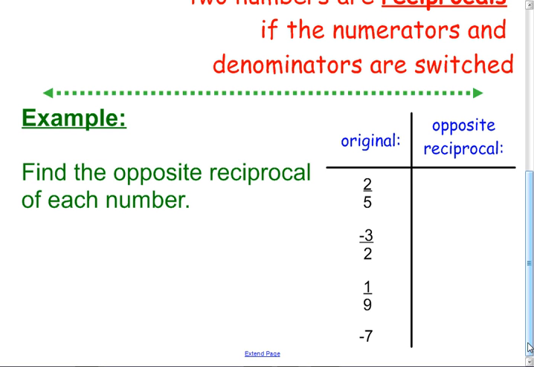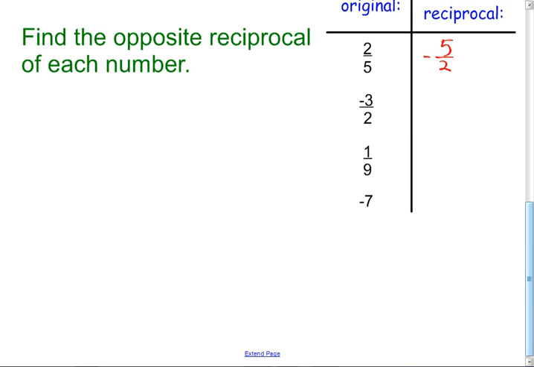TJ, what's the opposite reciprocal of 2/5? But it's opposite. Negative. Okay. Zach, what's the opposite reciprocal for this one? Sydney, you can help him? 2/3.